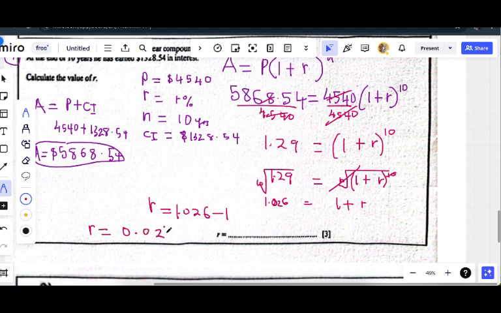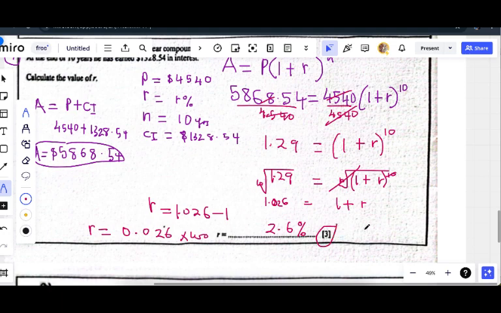0.026. Now at this junction, you remember I said we're going to multiply whatever we get by 100 because we didn't put it here before. So we multiply this by 100, we get 2.6. So our rate, R, is 2.6%. That was the rate they gave the guy for the investment. They must give you a rate to calculate your interest. So this is the rate they gave him for the investment.